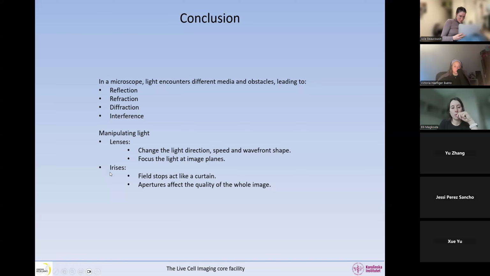But we also use irises. Depending on where they are, they're called field stops or apertures. And field stops act like a curtain, but apertures are not visible in the image, but they affect the quality of the whole image.